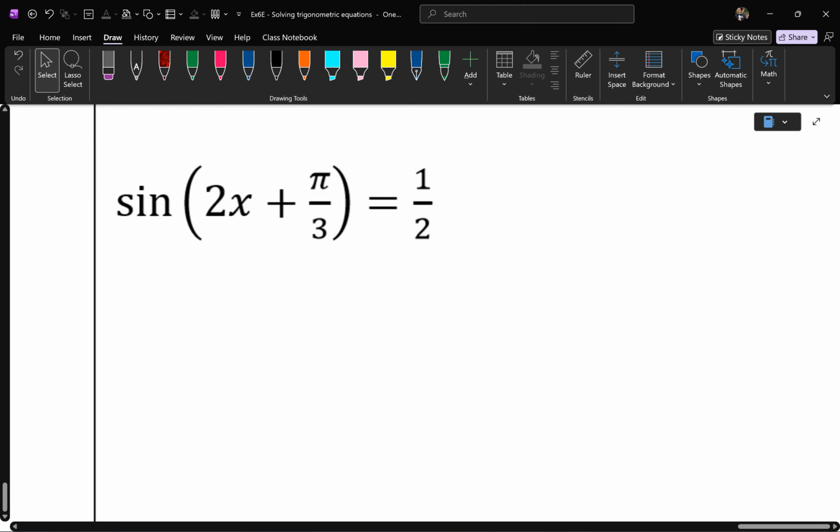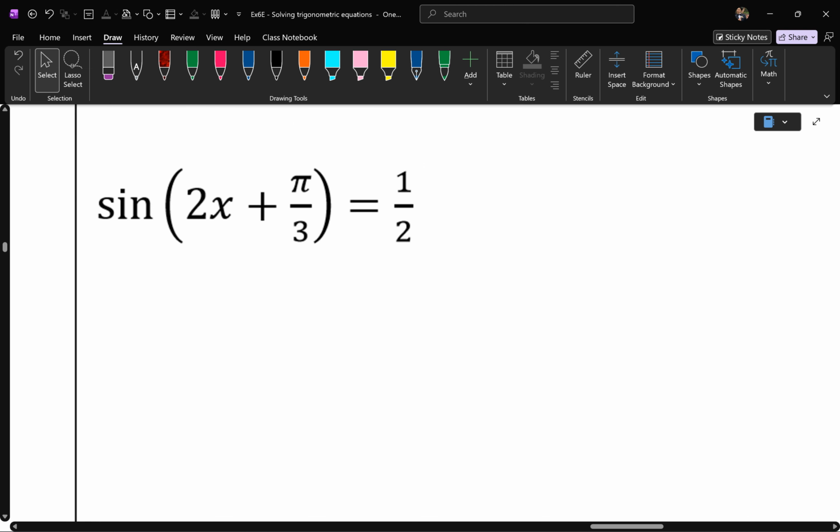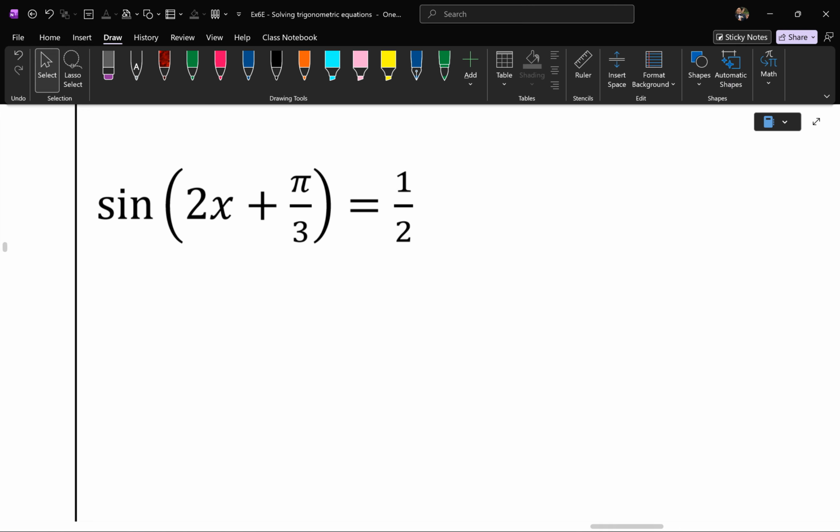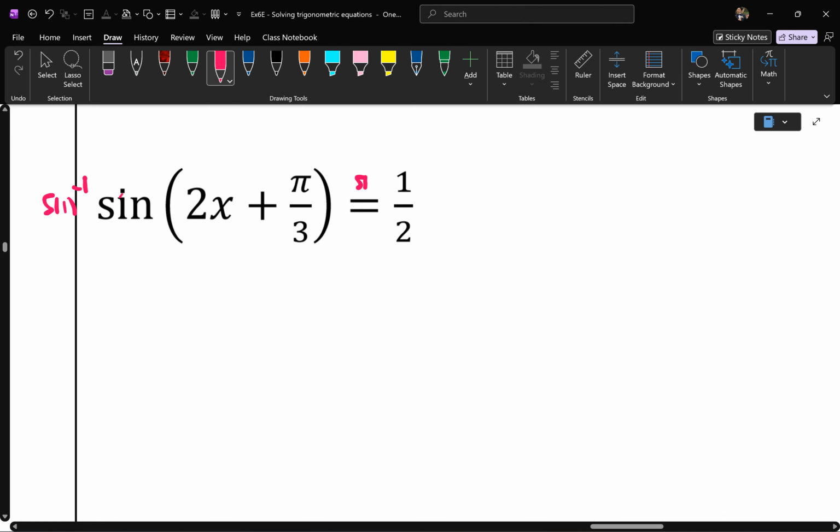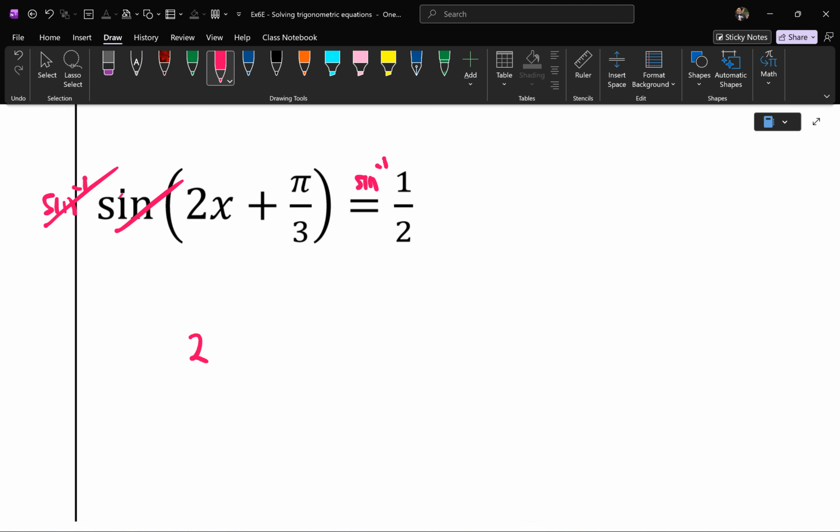So right here, when you get up to this step, don't get intimidated. Do exactly what you've been doing. Get rid of everything until you get to x. So now I need to get rid of sine. Opposite of sine is sine inverse. So sine inverse to the right, sine inverse to the left. And you get this line, 2x plus pi on 3 is equal to the sine inverse of half.